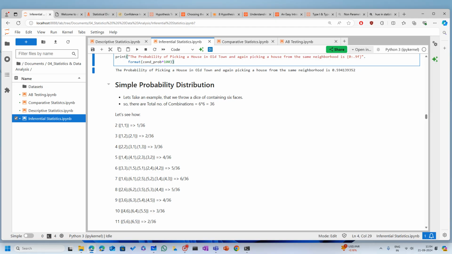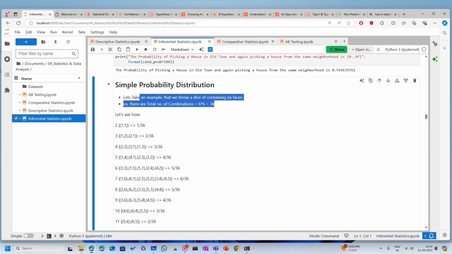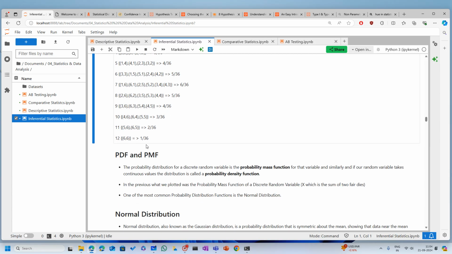Okay, so again for the dice example, they have shown the distribution. If you roll it two times, what is the probability you can get 1 and 1? So it is 1 by 36. Likewise, what is the probability you get 1 comma 2 or 2 comma 1? That way they have calculated for all sides.